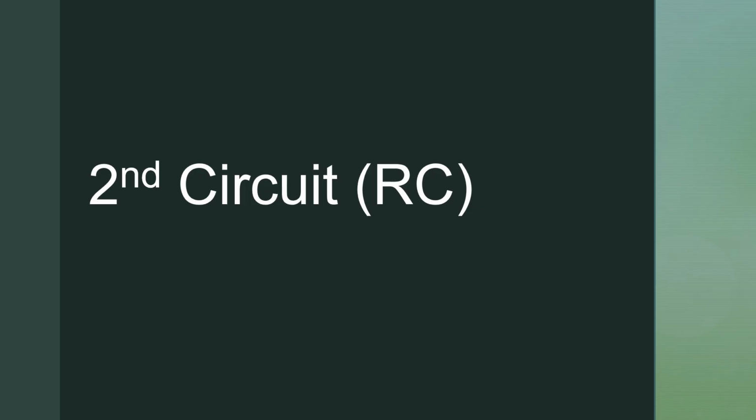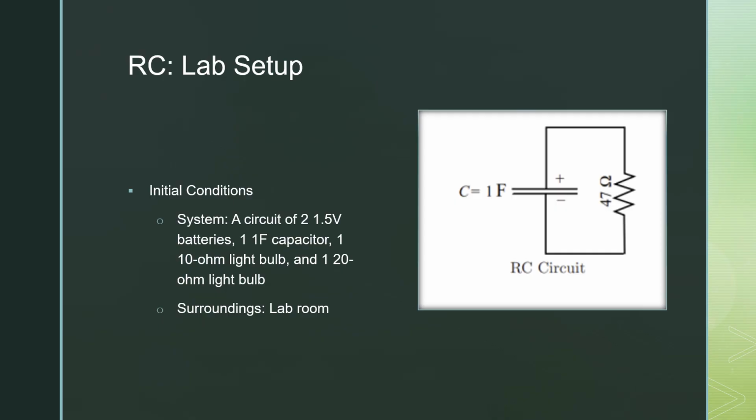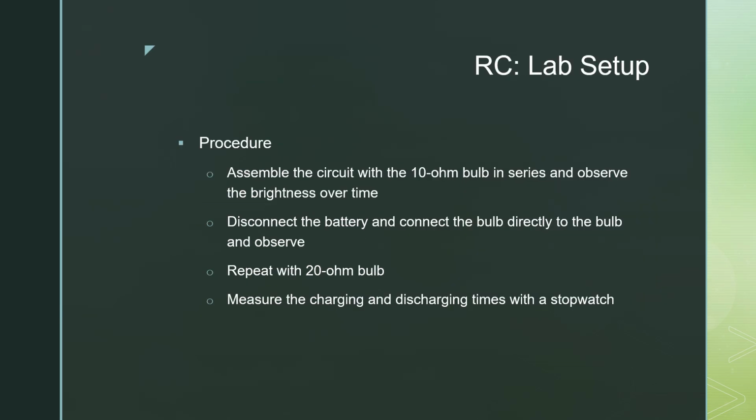And now I'm going to move on to the second circuit, the RC circuit. The system of the circuit was two 1.5 volt batteries, one capacitor, one 10 ohm bulb, and one 20 ohm bulb. The surroundings were the lab room once again. We tested a capacitor circuit with a 1F capacitor, 10 ohm bulb, and 20 ohm bulb to observe charging and discharging behavior. We timed brightness changes with a stopwatch.